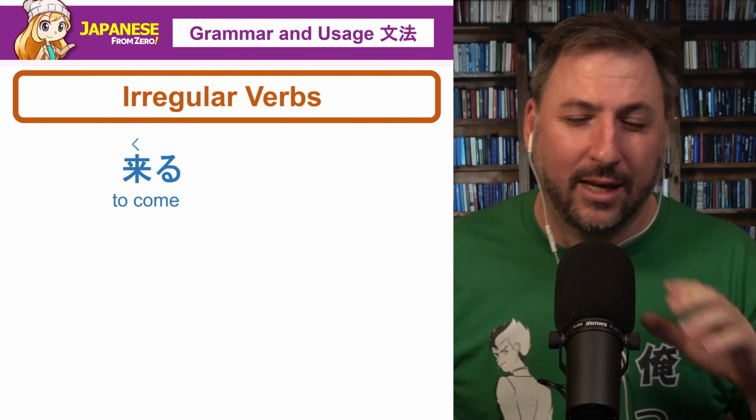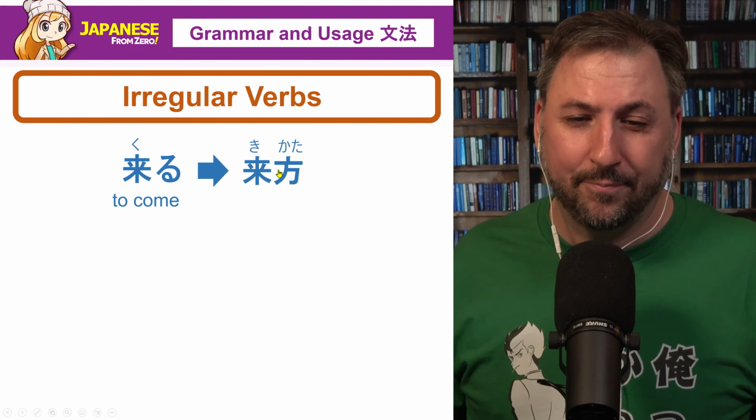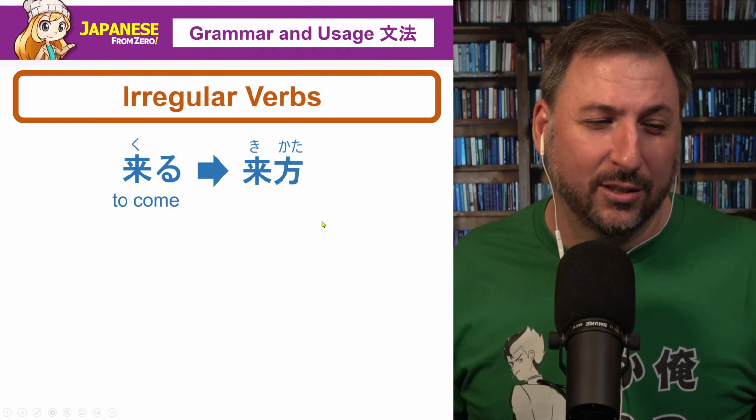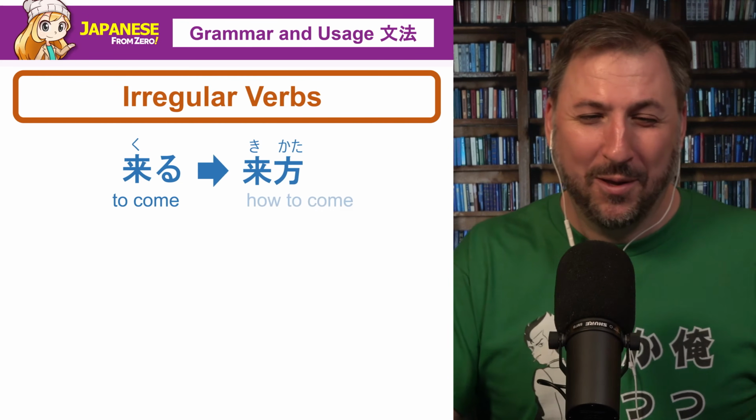DeWitt K, you got it. Kikata. All right. Kikata. Good job. Everyone that got it, good job. All right. The how to come.